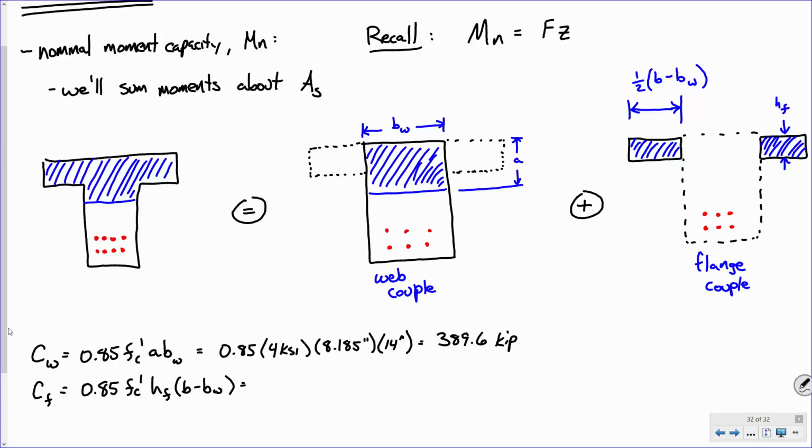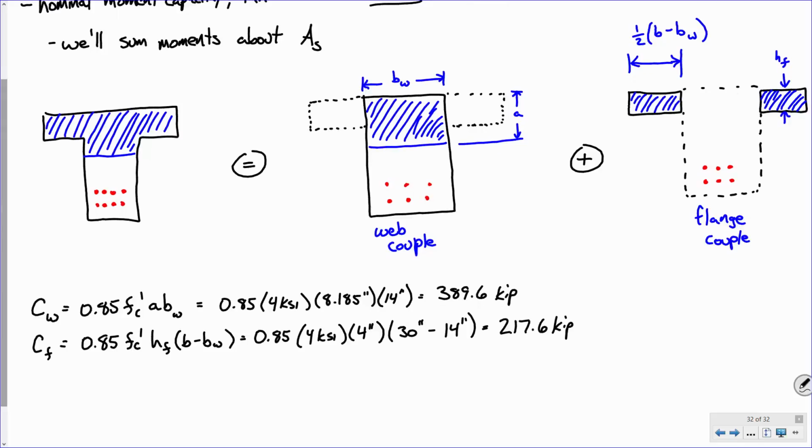Now, 0.85 for ksi. What's the flange height? And what's b? b is 30 inches, minus what? 14 inches. Plug and chug, and that will give you 217.6 kips. Is everybody okay with that?